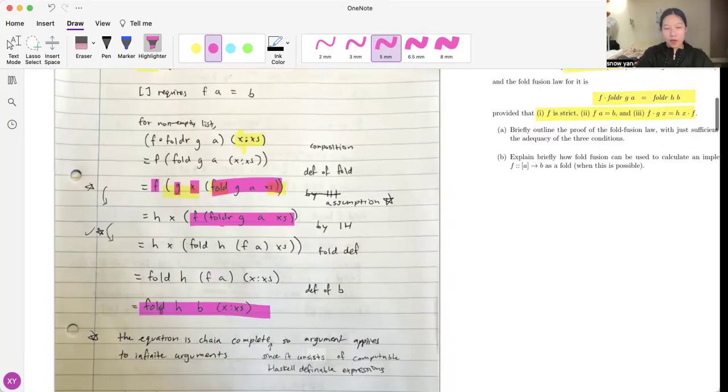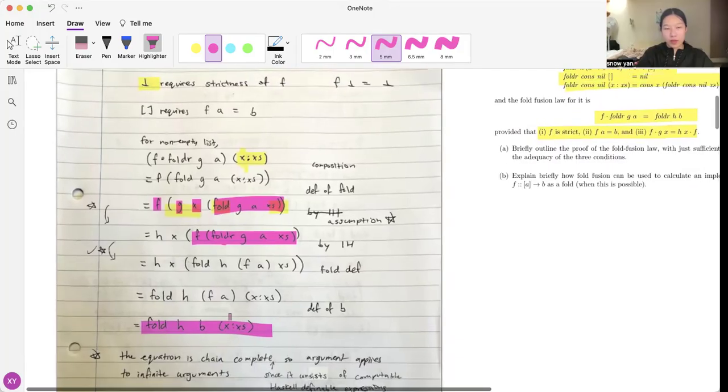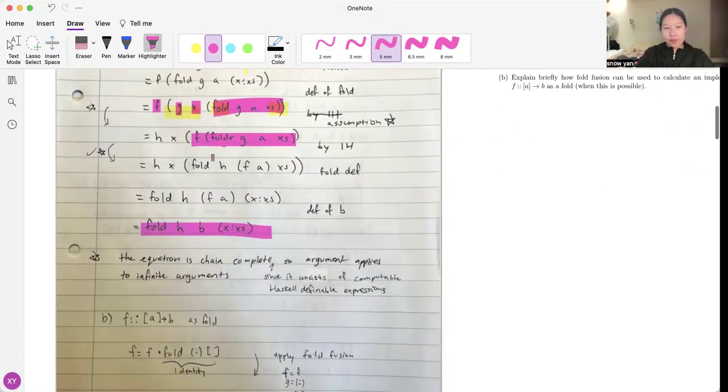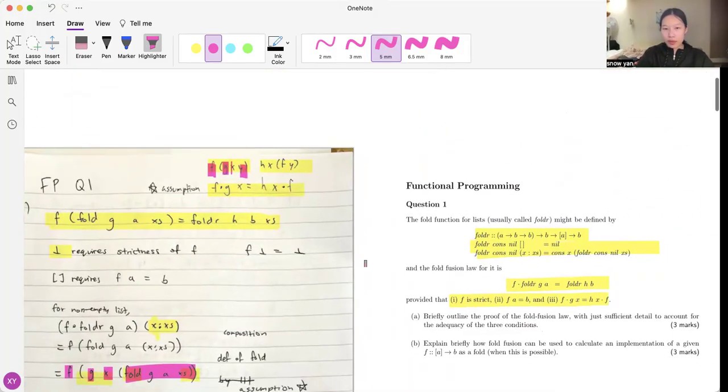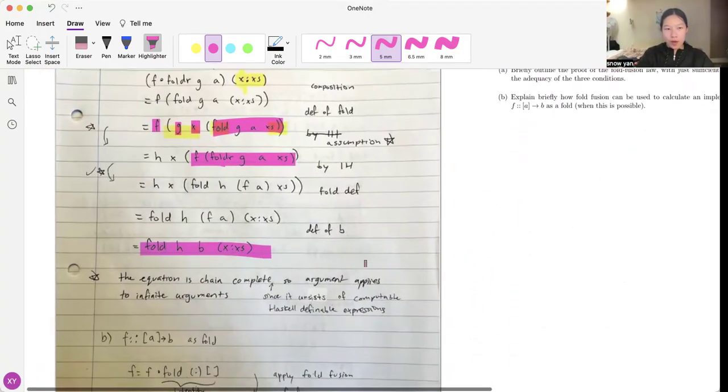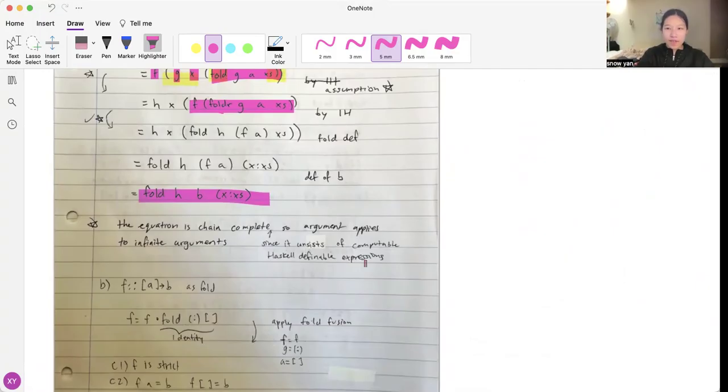So we have our fold of HB of x composed of cons x's is equal to this. So this holds for all of it. So that's why the third condition is true. And then the last part that's sort of implicit but still a good idea to mention is about the infinite case. When the equation is chain complete, since it consists of complete Haskell definable expressions, the argument applies, and then that's why it's true for infinite arguments.